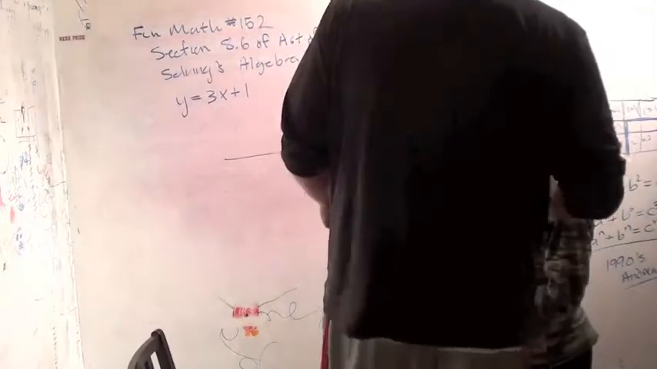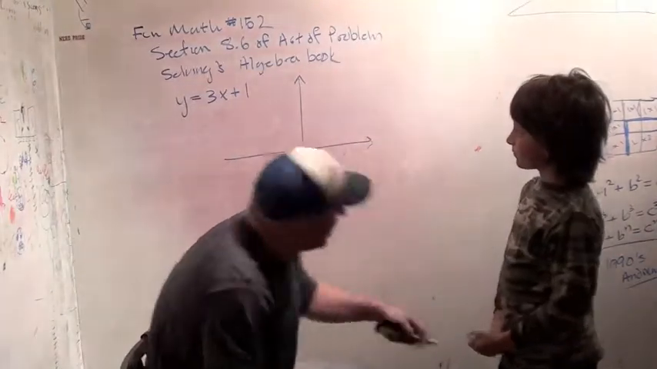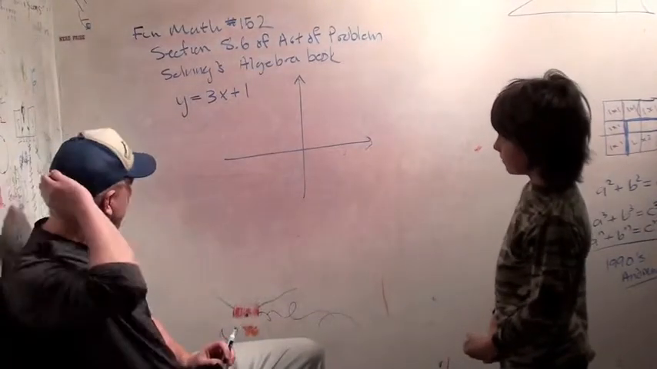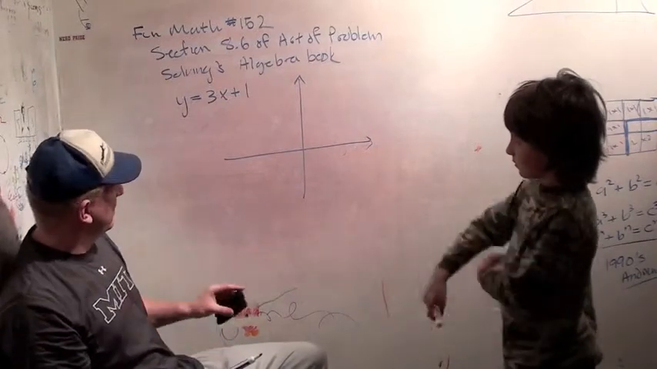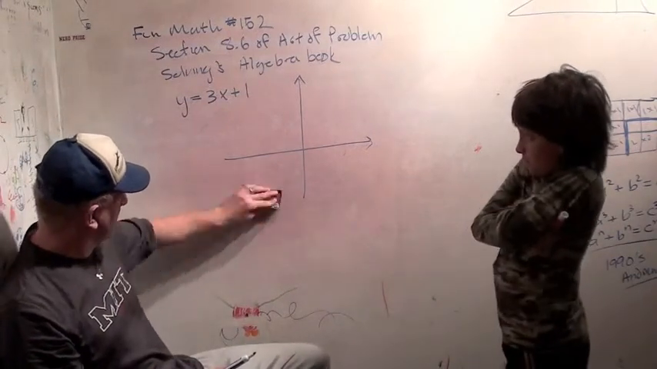FunMath number 152. Today we're in section 8.6 of Art of Problem Solving's algebra book. And that section talks about comparing different lines, the graphs of different lines.